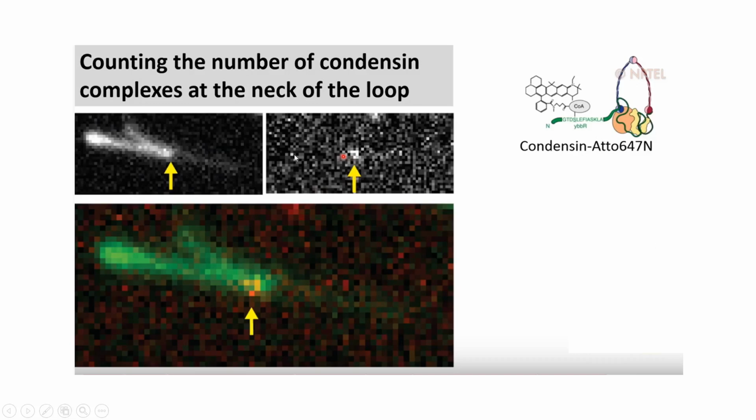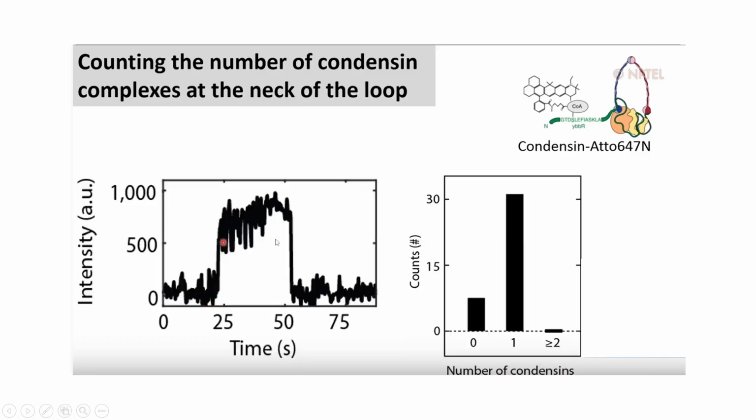Then they also observed the fluorescence of this condensin subunit, basically how many condensin subunits are getting attached. This condensin was labeled with the dye ATTO 647N, which allows you to visualize it in the fluorescence microscope. There they found that only one condensin was attached to a single DNA molecule. By counting the number, only one condensin was associated with one DNA molecule. There were not many condensin molecules attached.